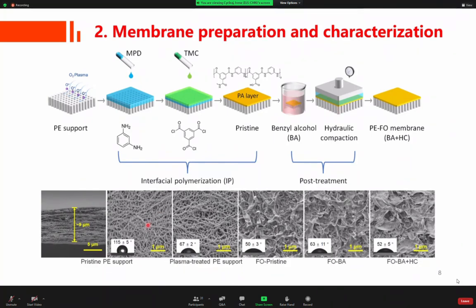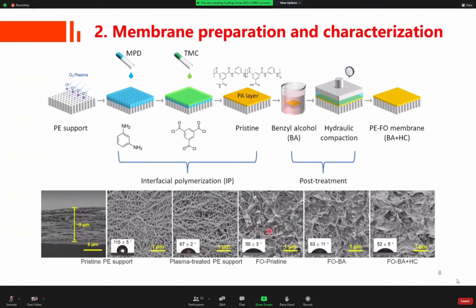The pristine PE support shows a highly porous structure formed by interconnection of sub-micron thick fibers. The membrane thickness is about 9 micrometers, significantly thinner than conventional polysulfone support. The oxidant plasma treatment dramatically improves hydrophilicity of the PE support, as evidenced by the significantly reduced water contact angle from 115 degrees to 67 degrees.